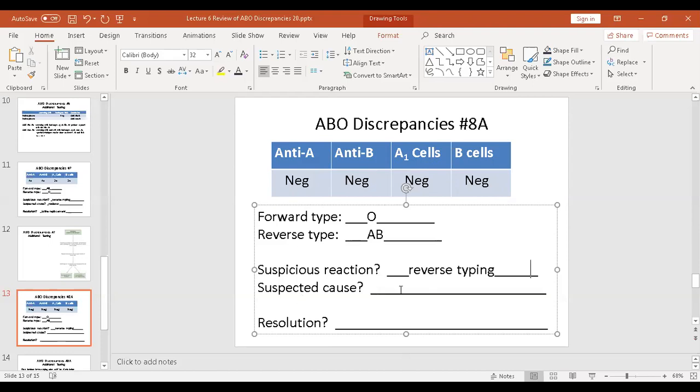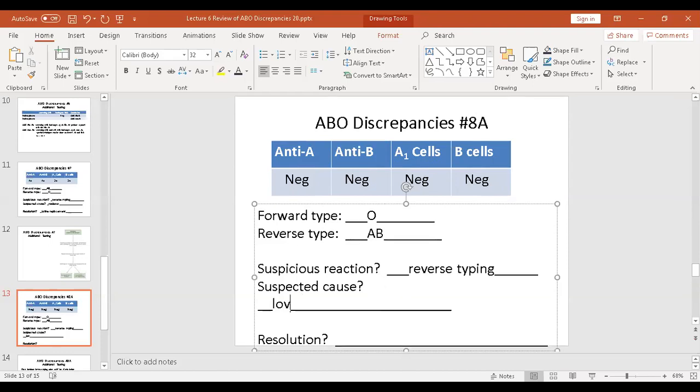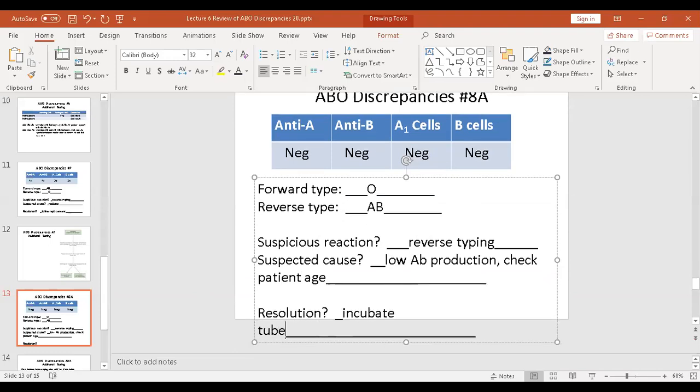So what do we suspect here? Low antibody production. And so basically we want to check the patient's age. We know in the very young and the very old that they may not produce antibodies as strongly as people of other age groups. So checking on the patient's age could be a very good clue here. How are we going to resolve it? We're going to incubate tubes.